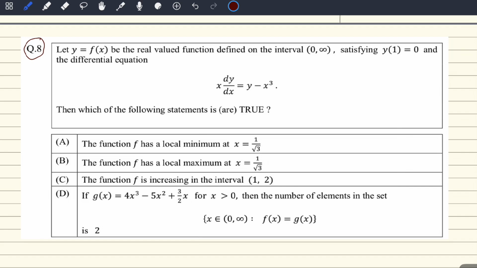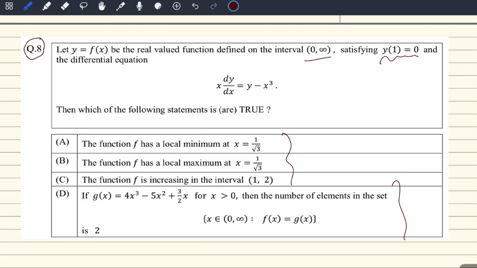Let y equal f of x be a real valued function defined on the open interval 0 to infinity, which satisfies y of 1 is equal to 0 and the differential equation x dy by dx is equal to y minus x cube. Then you have to check which of the following are true. This is basically an MSQ question, so it is possible that more than one option is correct.